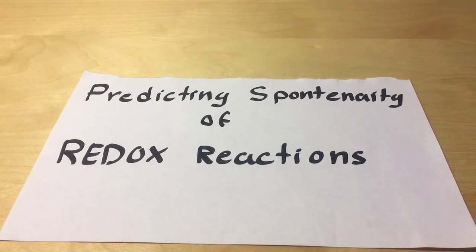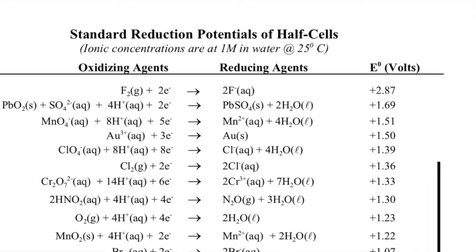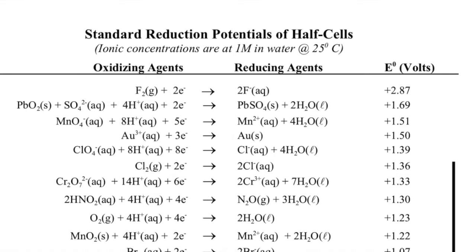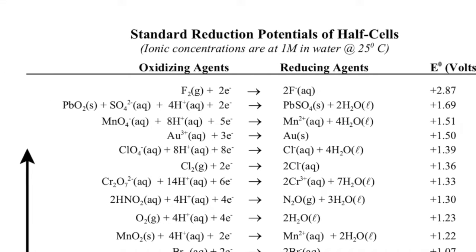In today's electrochemistry lesson, our topic is predicting the spontaneity of redox reactions when we are only given two half reactions rather than one complete reaction. Now, before proceeding with this video, you should already be familiar with the table of standard reduction potentials of half cells and how to read it. But once you're familiar and comfortable with that, then we can move on.